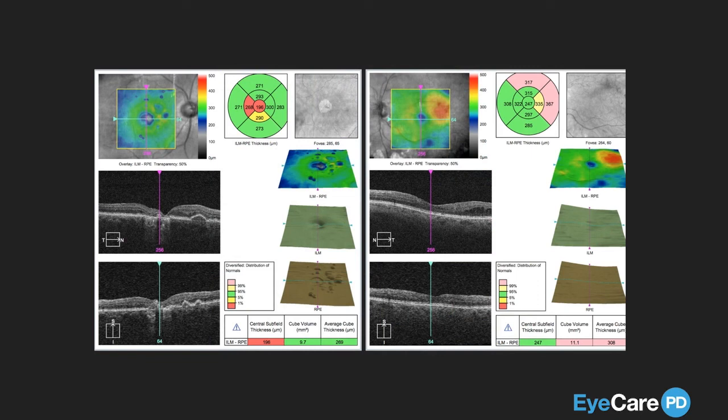Take a look at these two patients. In these patients, what you can see when you're looking at the image qualitatively is some areas of atrophy. When you look at the map, you're going to notice that there's more blue than you would expect centrally, along with these patchy areas of blue, which would indicate areas of retinal thinning.